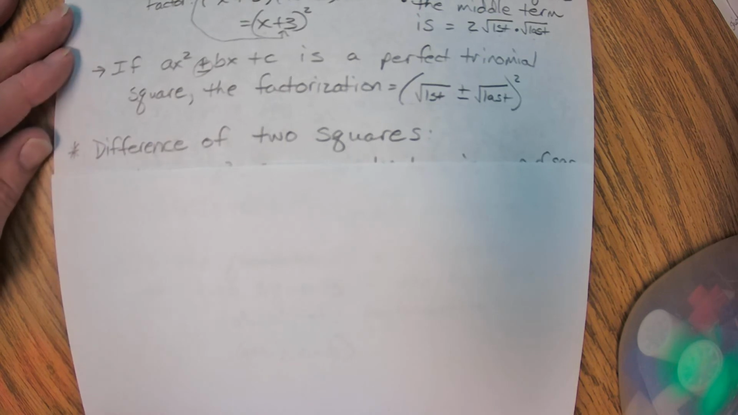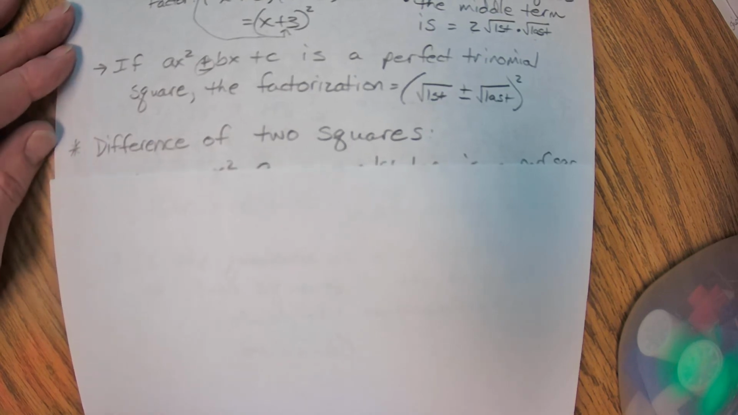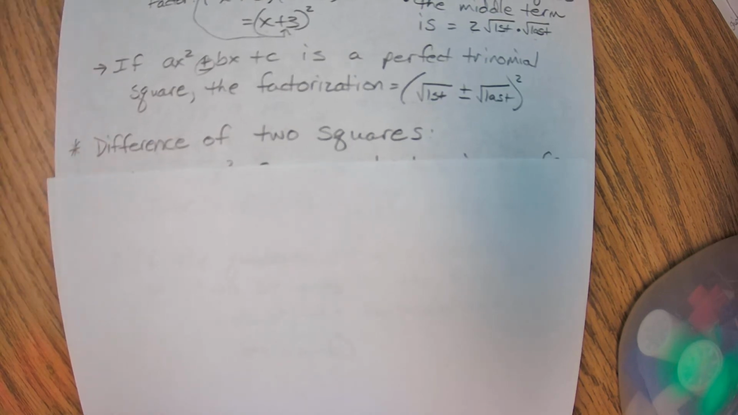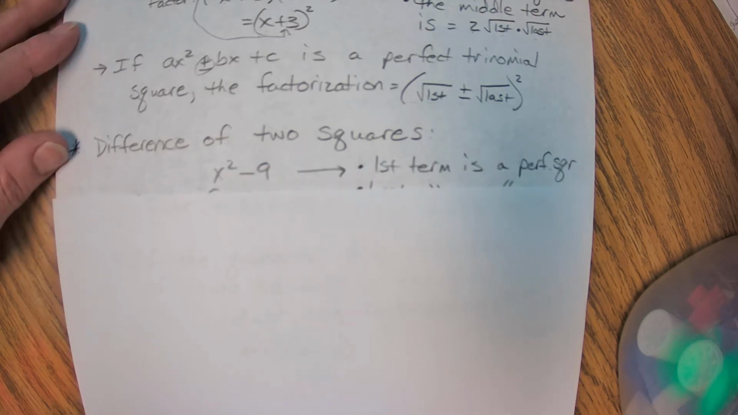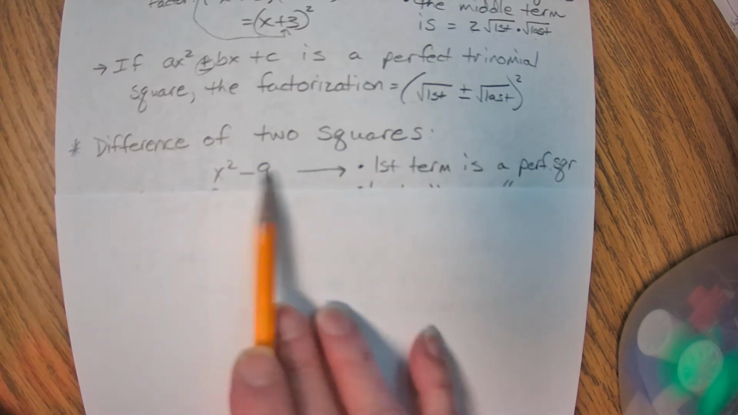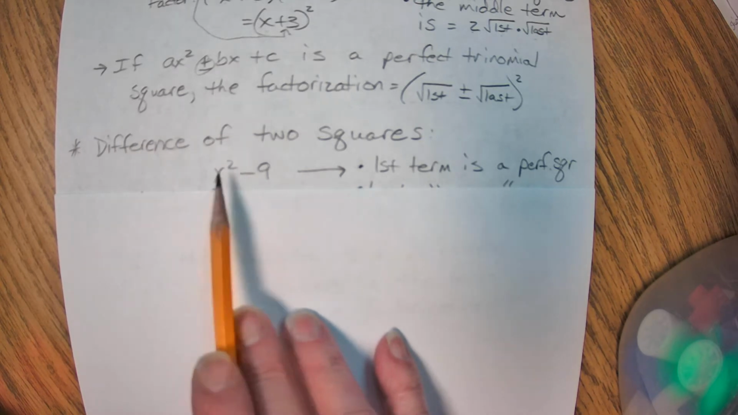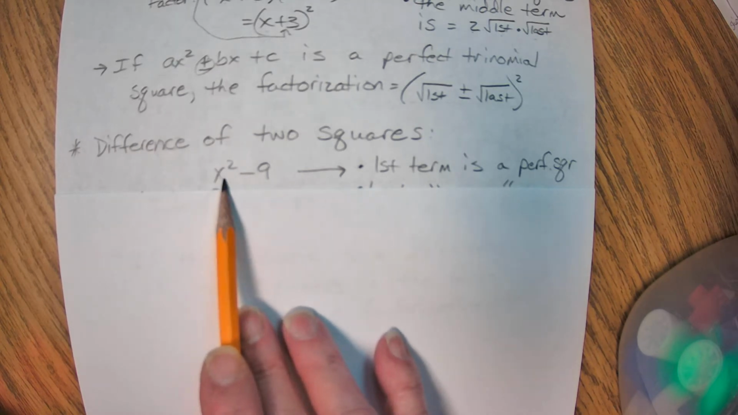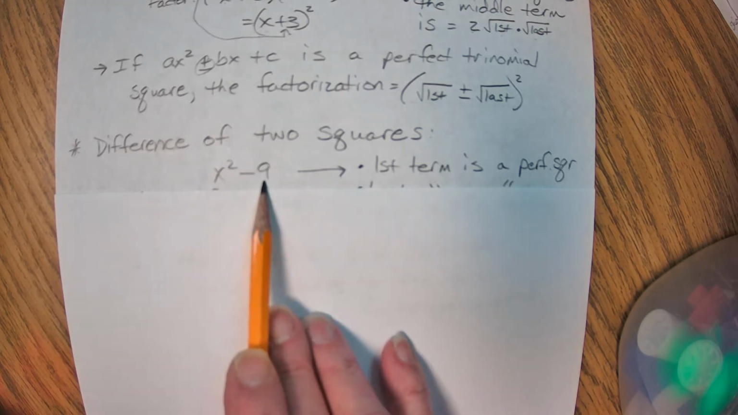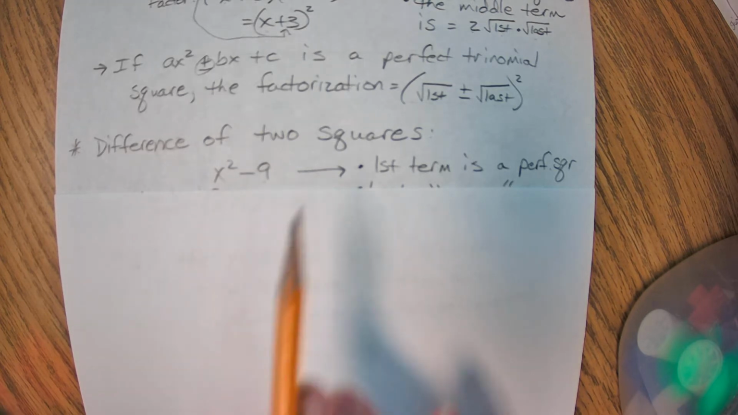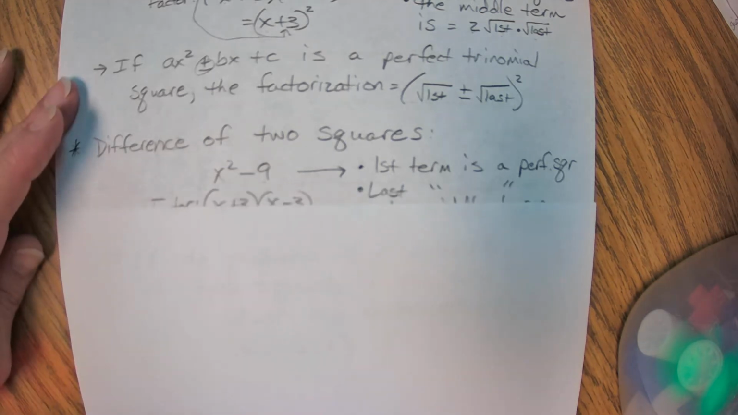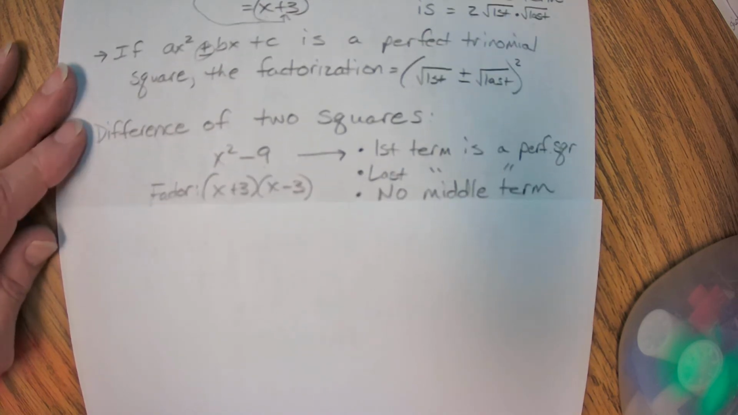So then the other special quadratic was the difference of two squares. Obviously, if there's only two terms and it's minus, you're going to ask yourself, is the first term a perfect square? In this case, it is. Is the last term a perfect square? 9 is a perfect square. So this is a difference of two squares.